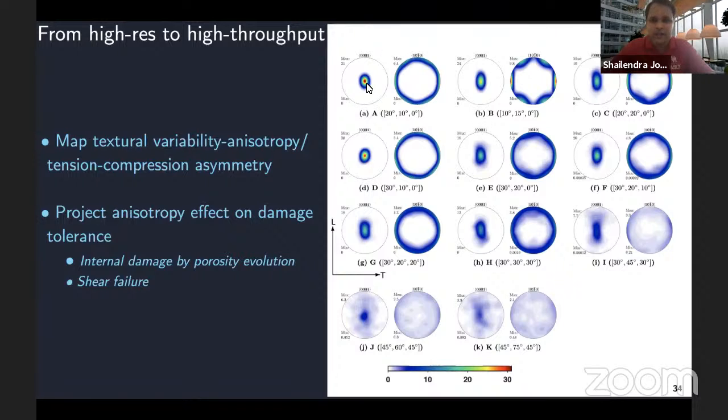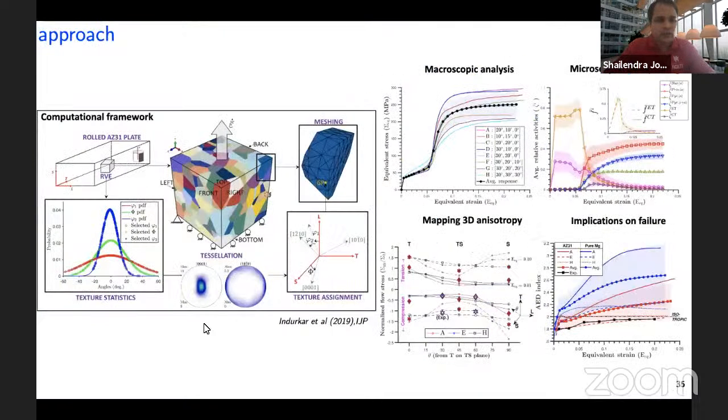And what we have done in this recent work that we have just published with a former student of mine is that we have looked at a number of different textures in polycrystalline sense, going from extremely strong textures shown in A over here to extremely weak texture shown in K at the very bottom. And the idea is as follows.